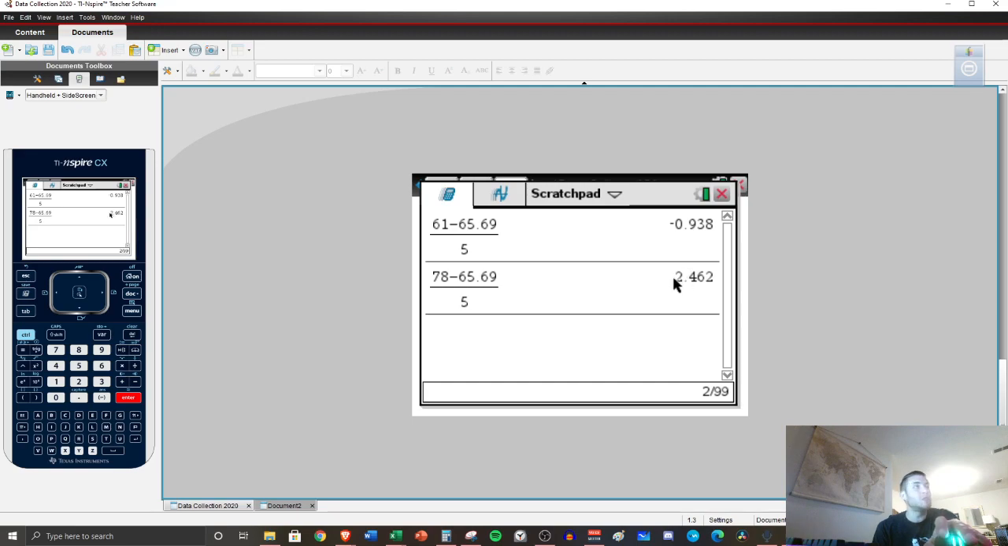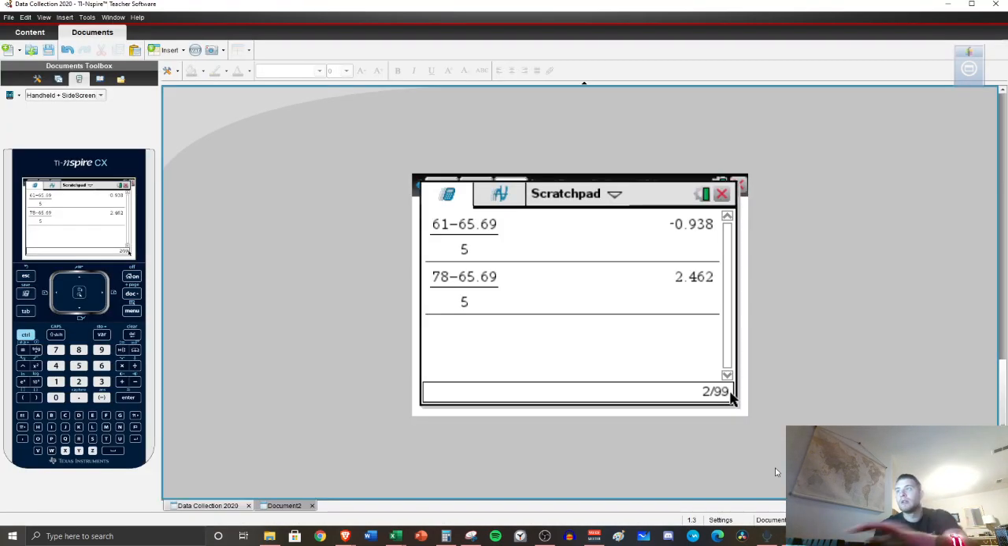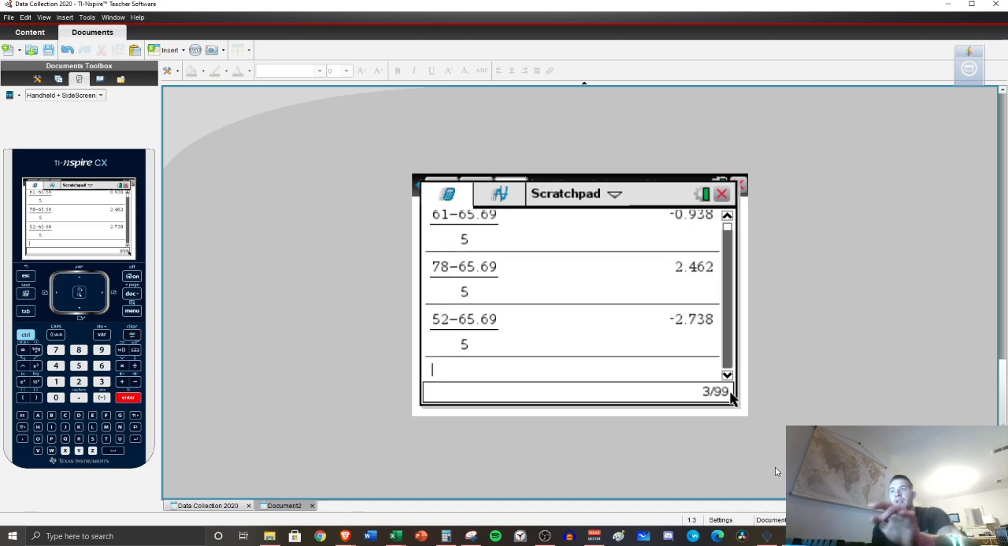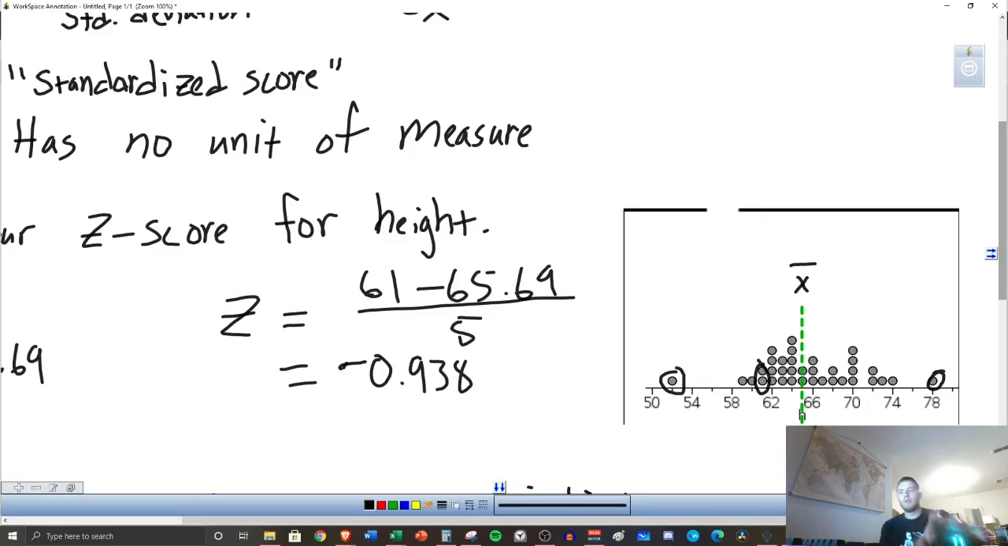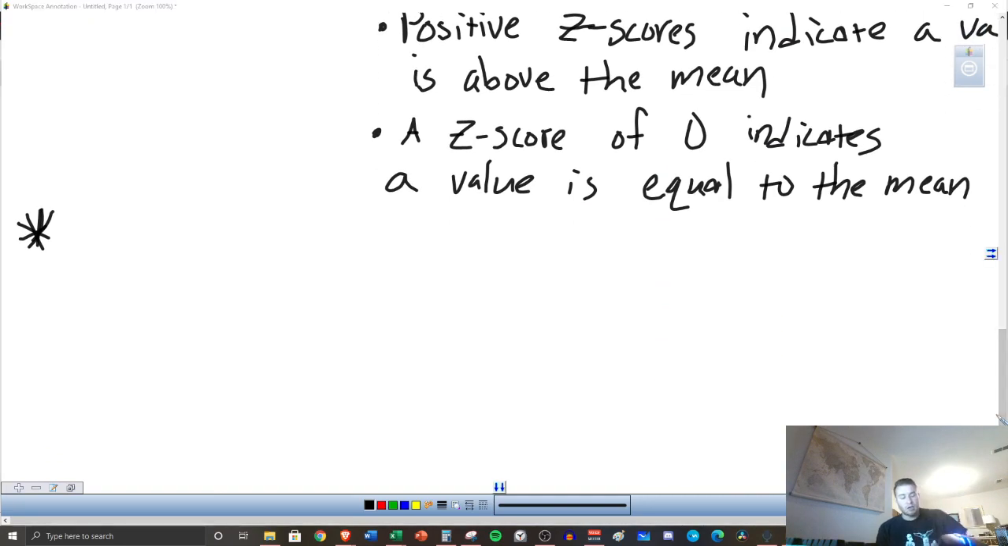Okay, so we have a z-score. This is almost 2.5 standard deviations above the mean. That's really far up here. We've talked about this distribution a lot. This is an unusual data point. This one is unusual here. Let's figure out that one. That one is 52. Let's go up here. Let's do 52. Those are what we consider like outliers. They're really far away.